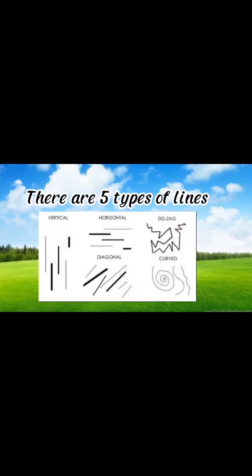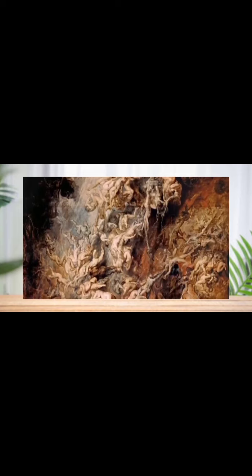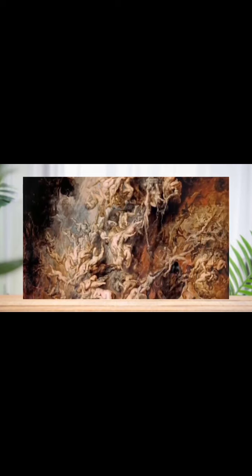There are 5 types of lines: vertical, horizontal, zigzag, diagonal, and curve. Are you familiar with these lines? This line is diagonal. Diagonal lines convey a feeling of movement. Objects in a diagonal position are unstable. Because they are neither vertical nor horizontal, they are either about to fall or already in motion. As you see, it looks like moving from the upper left to lower right.